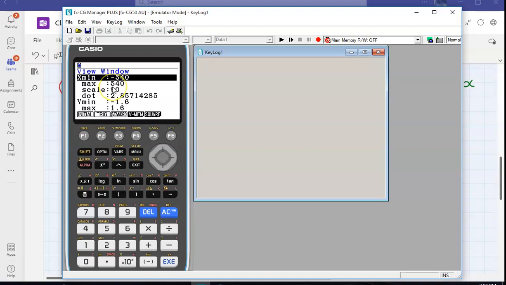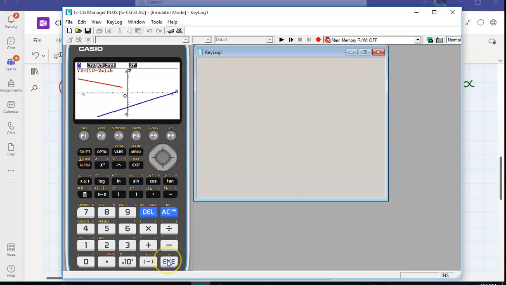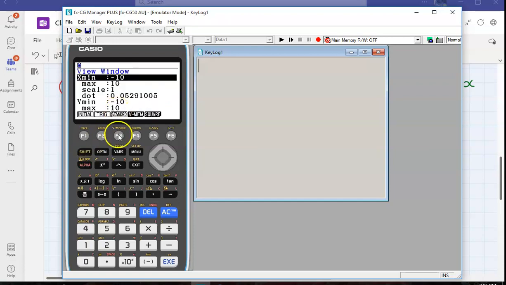By the way, everybody press that. Do you have something different to me? Oh, means your calculator's in radians. If you have different, it is in degrees. Okay, we're going to go to standard. So, view window, exit, and now press draw. We get. Okay, I'm coming. So just do that one more time. Shift, view window, standard.